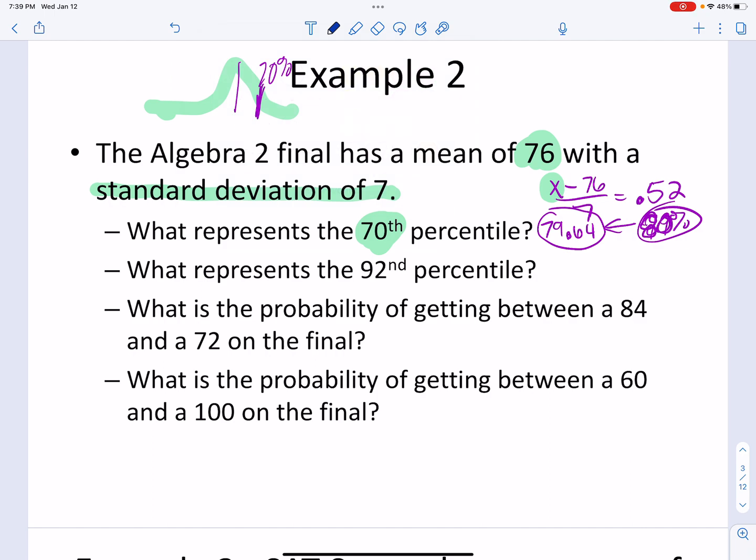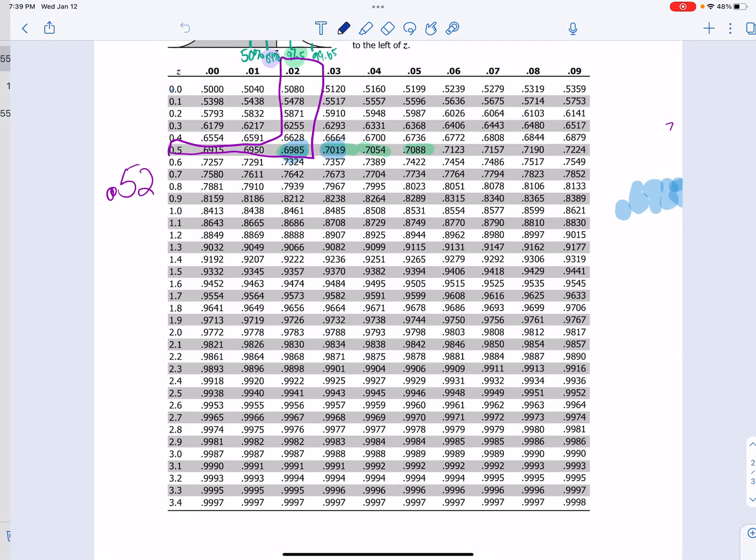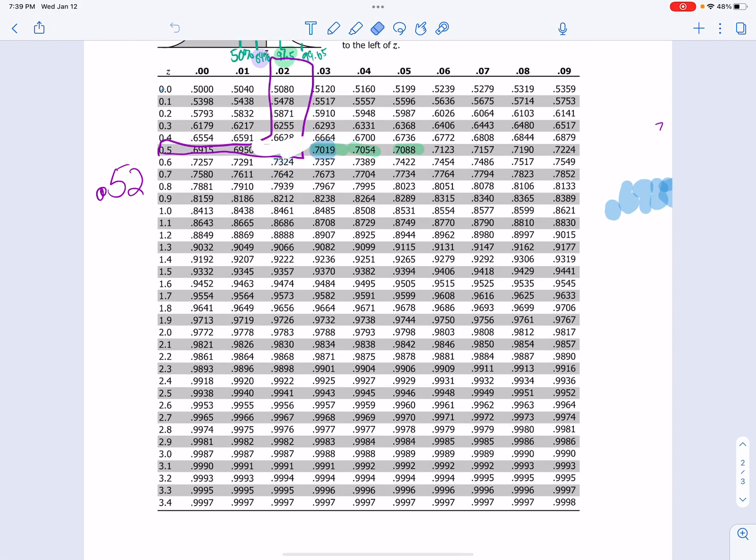So the next one, same thing. I don't know the z-score, and I don't know the score on the test, but I do know the 92nd percentile, which is pretty high. So I'm going to go to this table, and I'm literally going to find 0.9. I'm looking for 0.9. So let me get my little highlighter, 0.9.